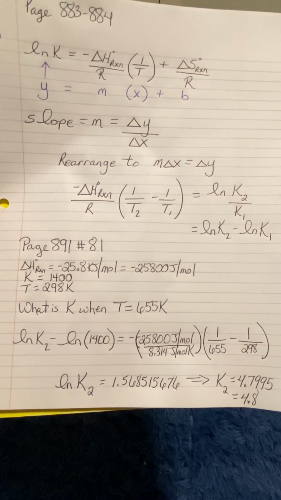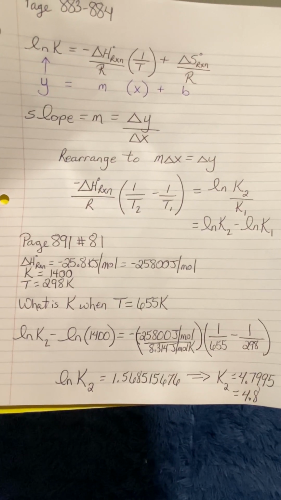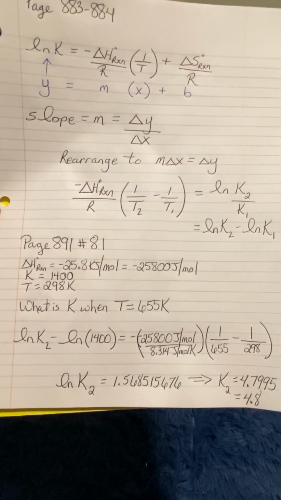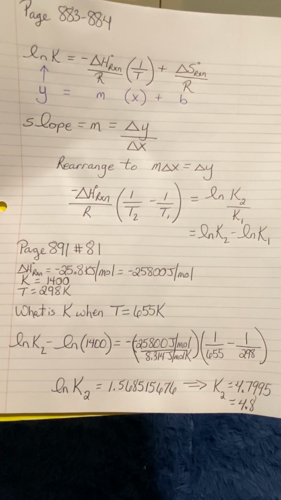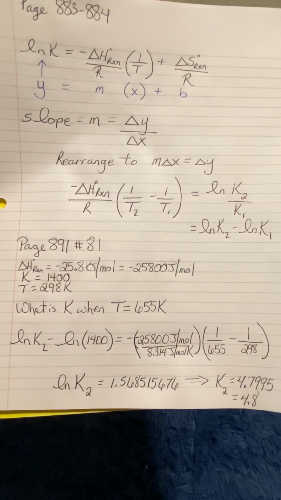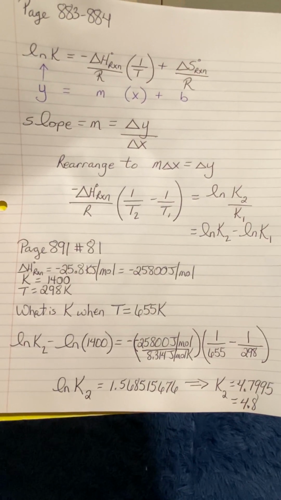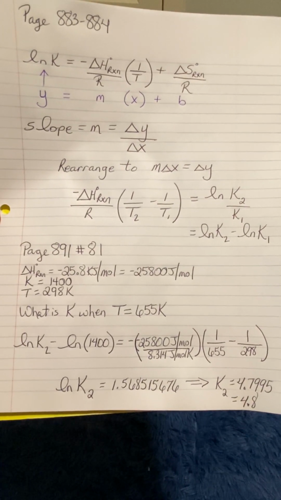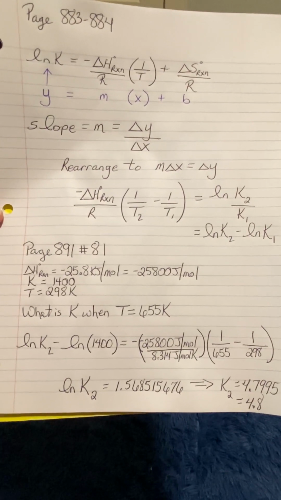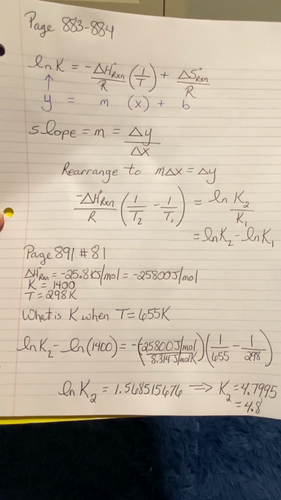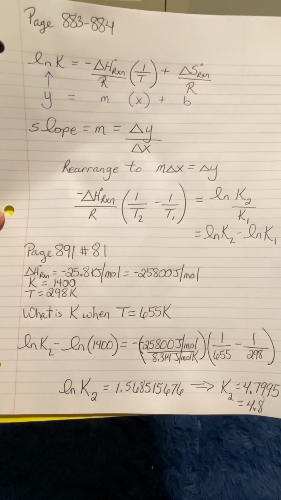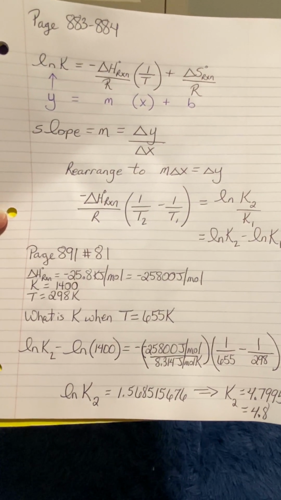And then we solve it out and we get ln of K2 is equal to 1.56 and several decimal places. Then on your calculator, do the second function of ln, the e^x button, of that 1.56 value, and you'll get your new K, your new equilibrium constant, at about 4.8. Okay, at 4.8. So the K drops from 1400 to 4.8 when you increase that temperature by that much.